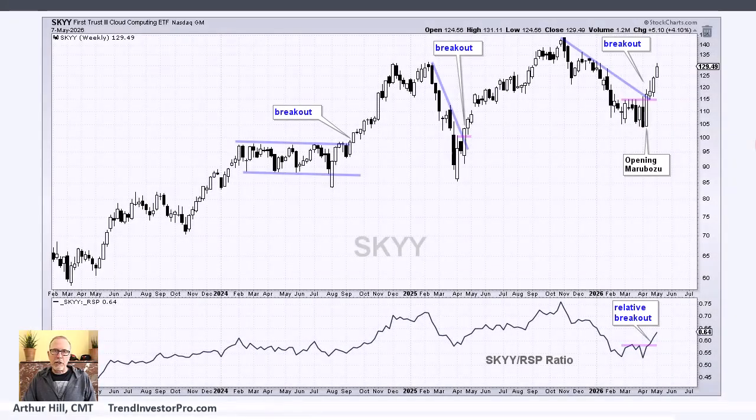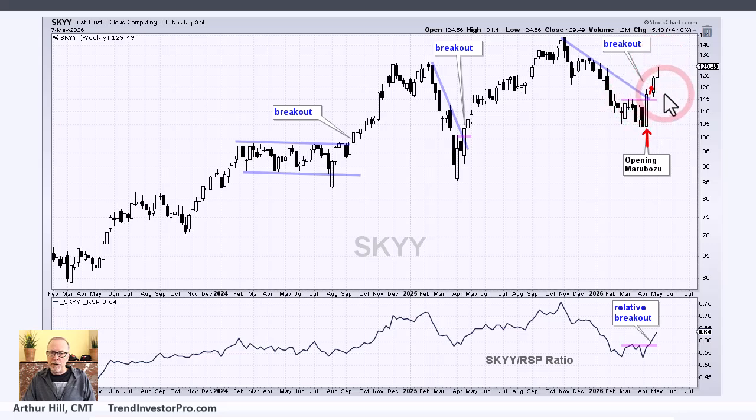Here is the cloud computing ETF. And again, we can see a peak there in October and a decline, and then a really sharp decline into February. Started firming in March and April, and we got that opening Marubozu candlestick there, and we broke out on that big surge above 115. And not only did we have the big surge and breakout, but we had follow through. So this is bullish. This is a trend reversal here. We're short-term overbought after a move from 105 to 129.